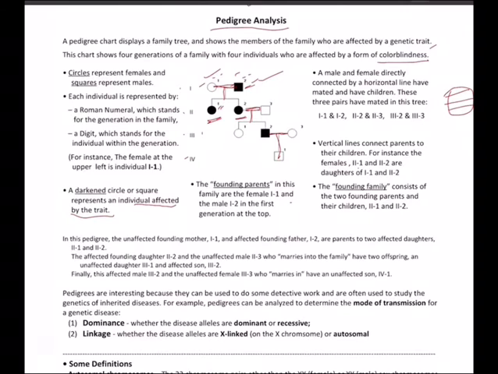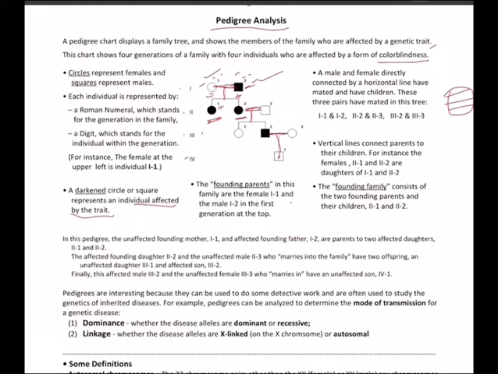So in this pedigree, the unaffected founding mother, Roman 1, 1, and the affected founding father, 1, 2, are parents to two affected daughters.